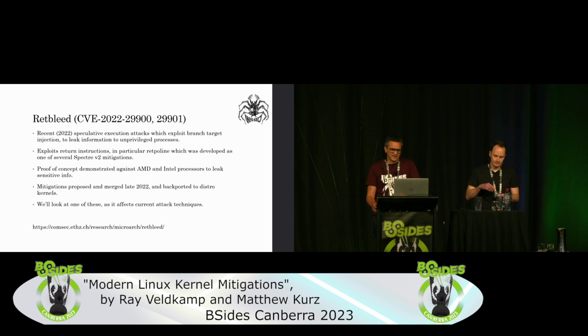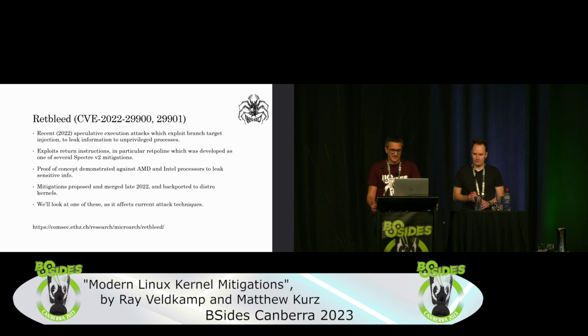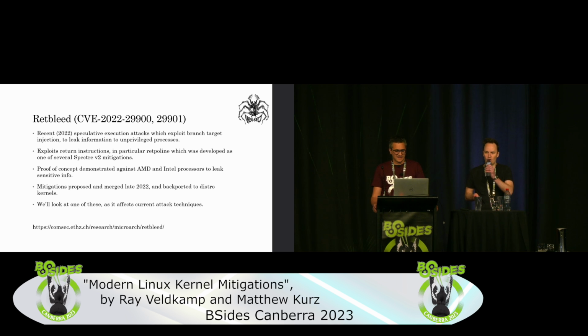So there was a lot of work into building mitigations for RepBleed. There were thousands of lines of code, and they were merged late last year, and quickly backported to distro kernels all the way back to the 4.0 series of kernels. We'll take a look at one of these because it affects current attack techniques.